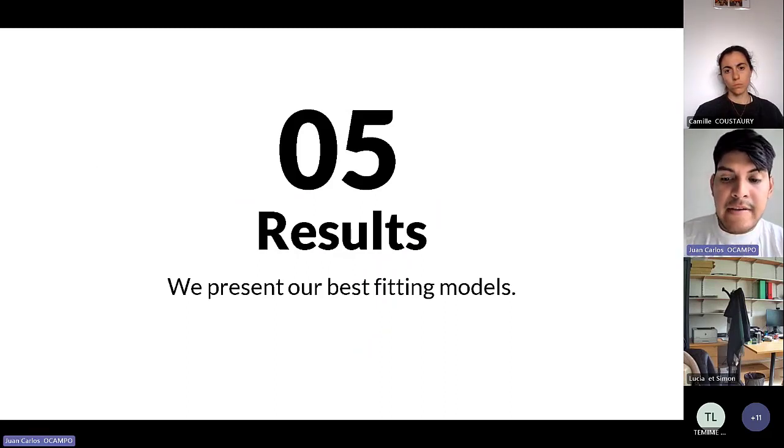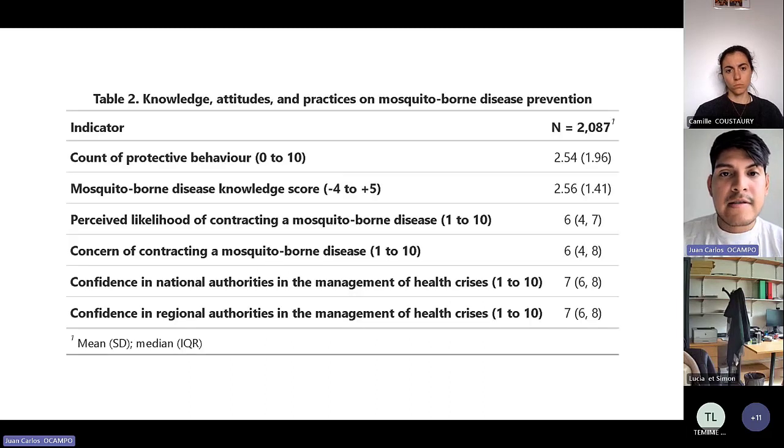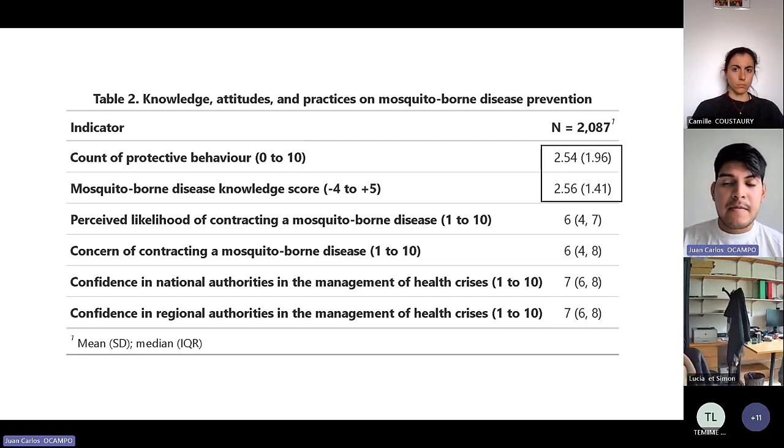Here we're presenting our best fitting models, but first, let's look quickly at the descriptives. This is our table of our KAPs, our knowledge, attitudes, and practices on mosquito-borne disease prevention. I would like to point out first our count of protective behavior. These are means and standard deviations over here. Our count of protective behavior has a mean of 2.5. That means we got more people between 2 practices and perhaps 3 practices of mosquito-borne disease prevention.